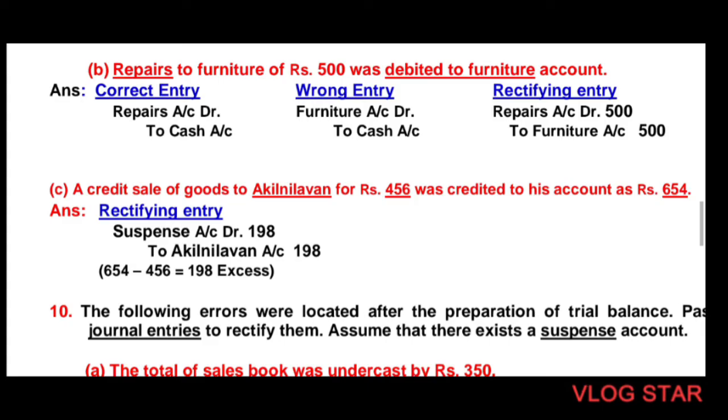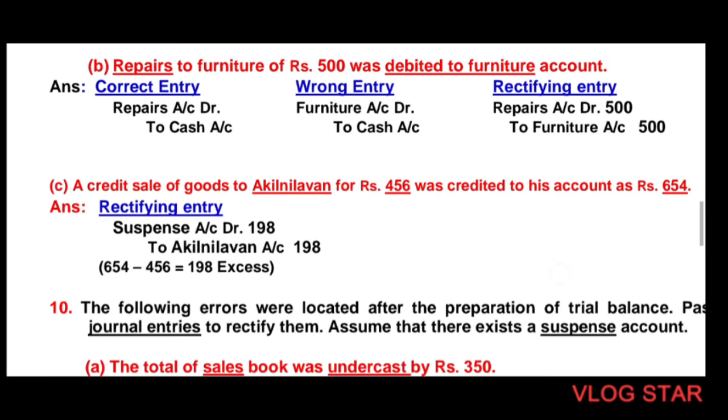Now understand the question. Instead of repairs, he debited the furniture account. So the correct entry is repairs to cash, but the wrong entry is furniture to cash. So to cash is right, so no need to do anything with that. In the correct entry, repairs account is debit. So in the rectifying entry, you have to write repairs account debit. So whatever is written in the correct entry, that you have to write exactly in the rectifying entry.